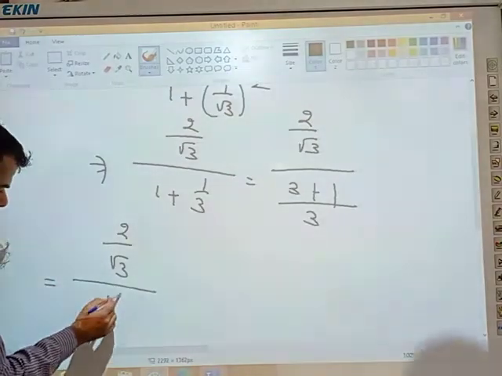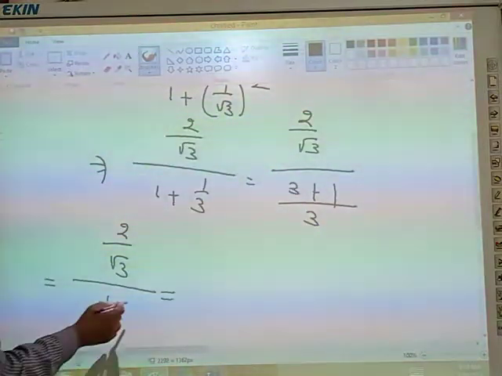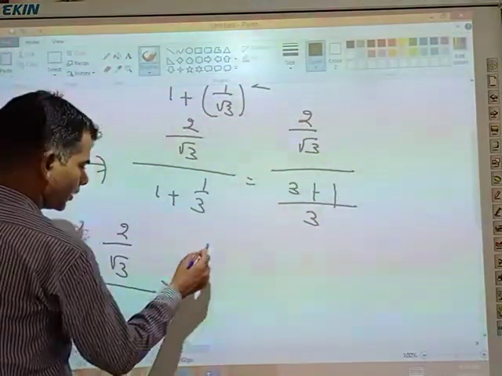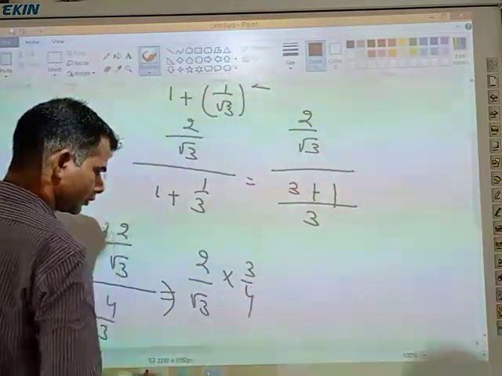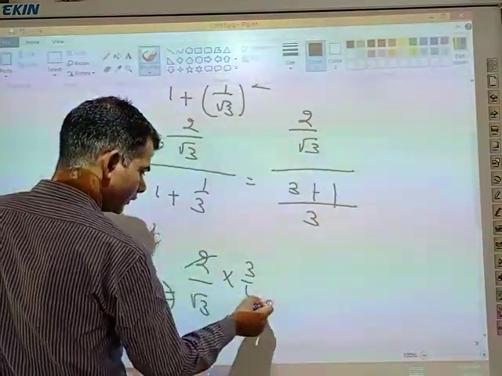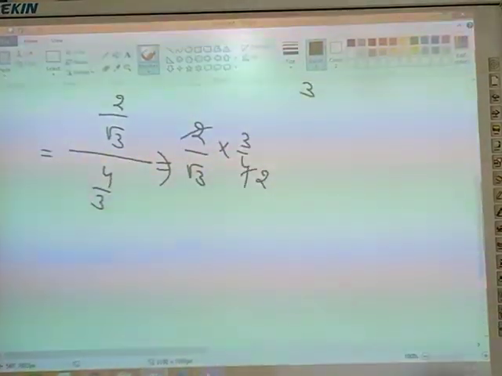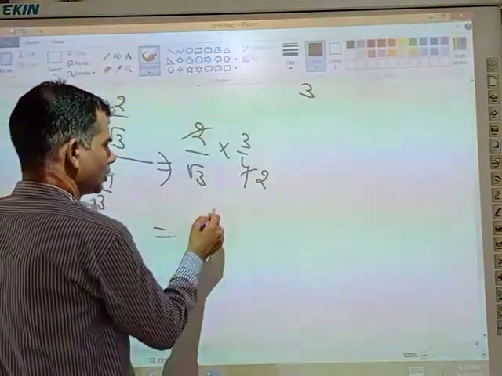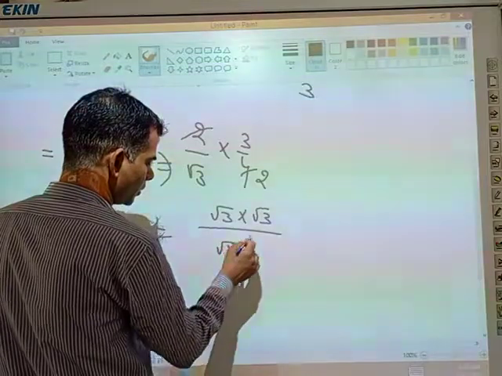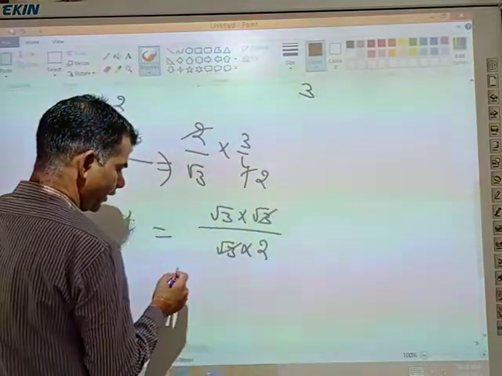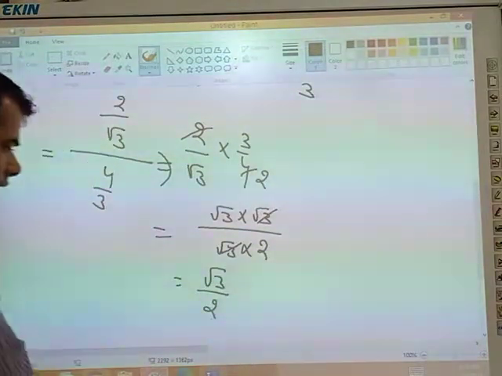That is 4 by 3. It becomes 2 by root 3, 3 by 4. 2 ones are 2, and 3 can be written as root 3 into root 3. Root 3 into 2 will cancel out. In the table, root 3 by 2.